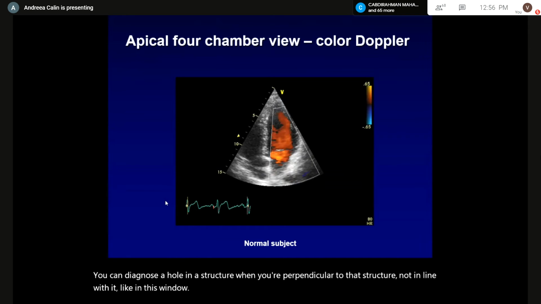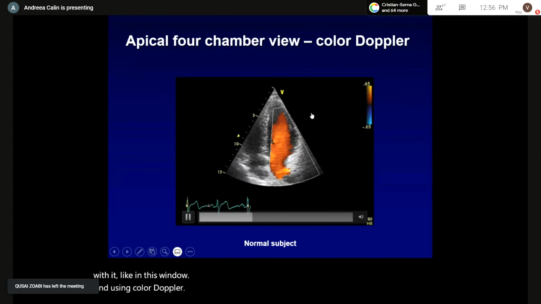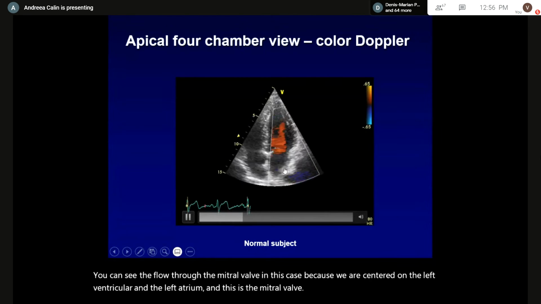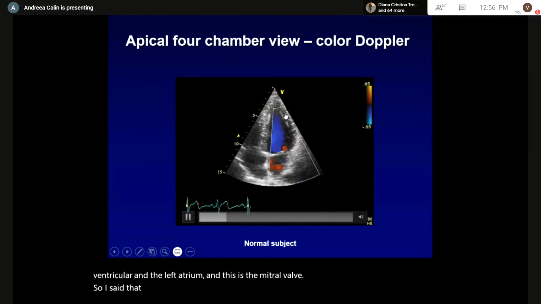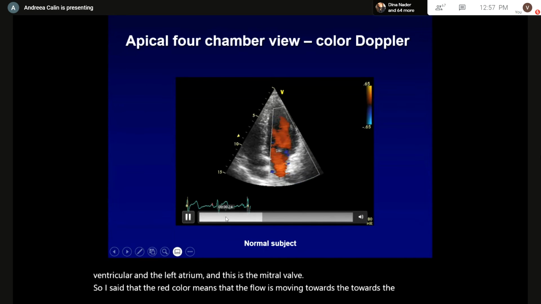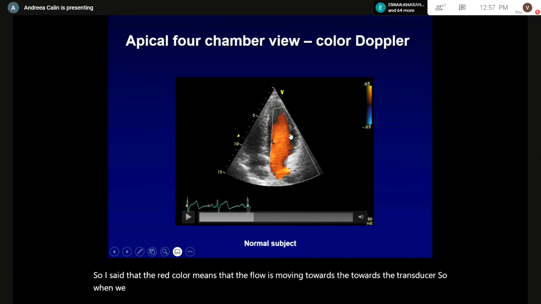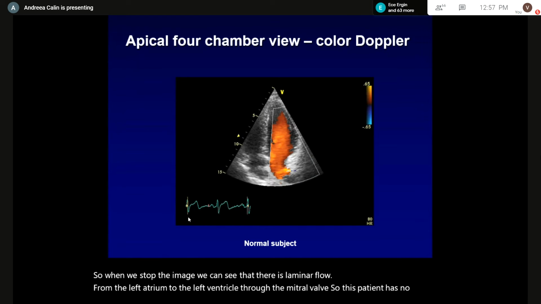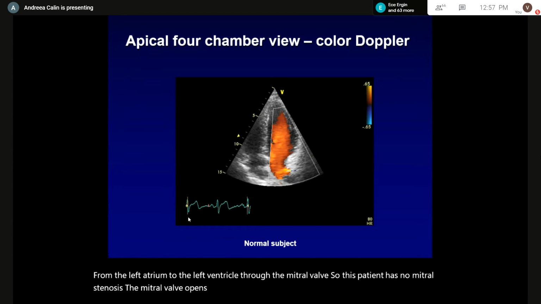And using color Doppler, you can see the flow through the mitral valve in this case, because we are centered on the left ventricle and the left atrium. This is the mitral valve. So I said that the red color means that the flow is moving towards the transducer. So when we stop the image, we can see that there is laminar flow from the left atrium to the left ventricle through the mitral valve. So this patient has no mitral stenosis. The mitral valve opens fully in diastole.